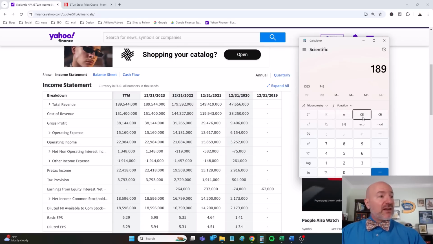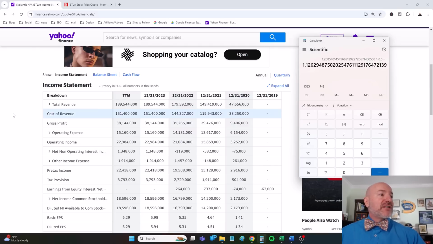So if we do that, 189,544 divided by 149,419. And then to get the compound annual, an annualized figure, because remember, this is 2 years, 1, 2, you do x to the y, your exponent, and for 2 years, you do 0.5. And so we see that 12.6% growth.